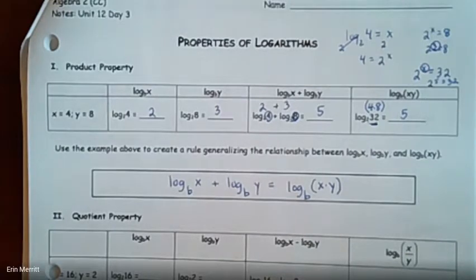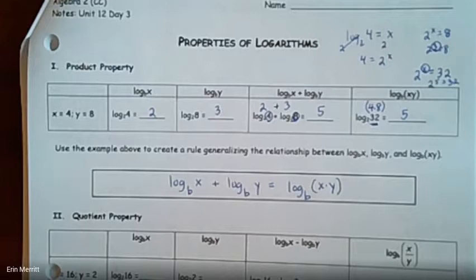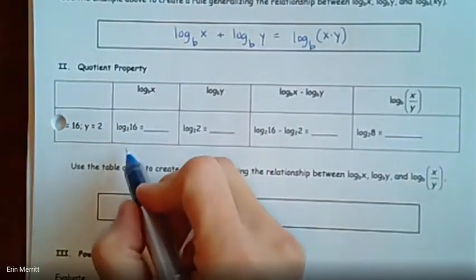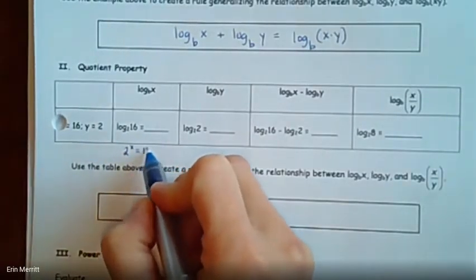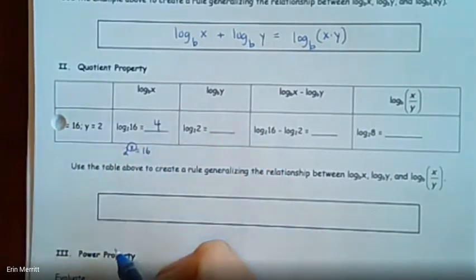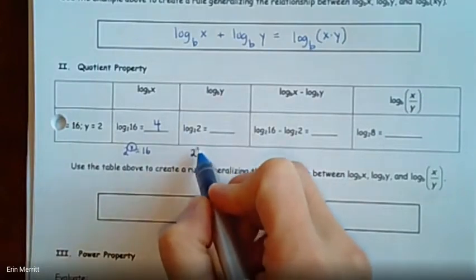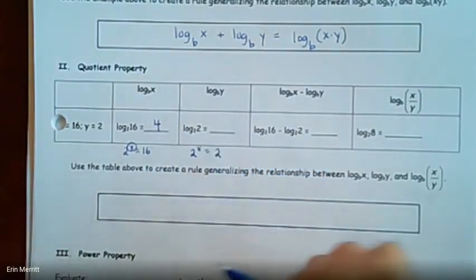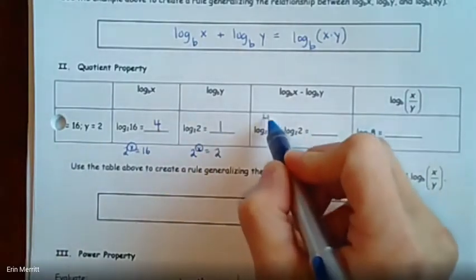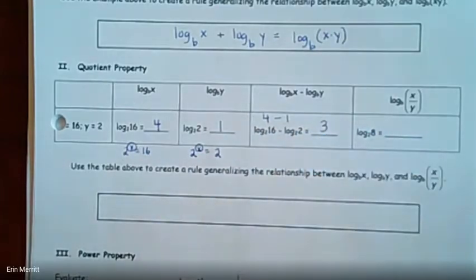You can pause here again and calculate the second ones, or you can just roll with me on it. Again, we're evaluating some simple logs here. I'm going to slide on up. For the next one, log base 2 of 16 is the same as saying 2 to what power is 16. So we know that that exponent is 4. Here, this is like saying 2 to what power comes out to be 2. Well, that has to be a 1. And now take the difference. So 4 minus 1 is simply 3.